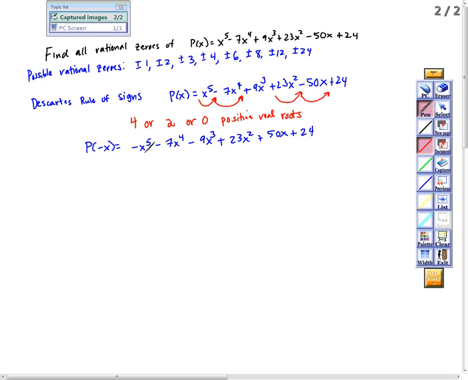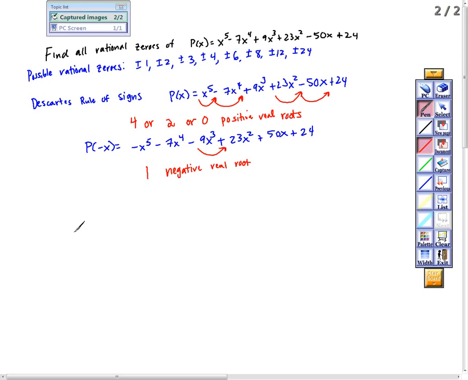Looking for sign changes here. Nope. Oh, here's one. And that looks like it's it. So I do 1, and then normally you would subtract by 2 until you got 0, but I can't do that because 1 minus 2 is a negative number, so I stop here. So there will be 1 negative real root.